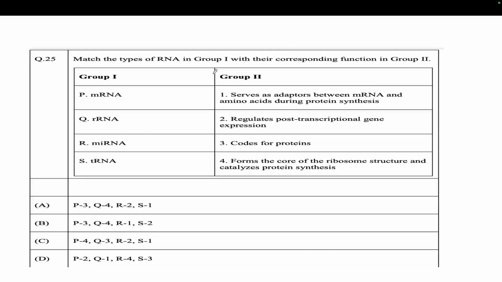Match the type of RNA in group 1 with their corresponding function in group 2: mRNA, rRNA, miRNA, tRNA. In group 2 it is given: serves as an adapter between the mRNA and amino acid during protein synthesis, regulates post-transcriptional gene expression, codes for protein, forms the core of the ribosome structure and catalyzes protein synthesis. What will be the correct option?